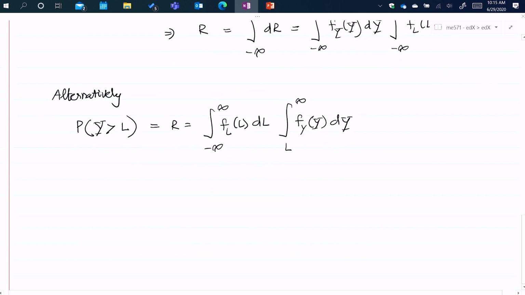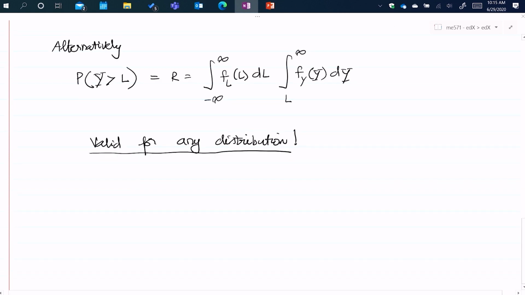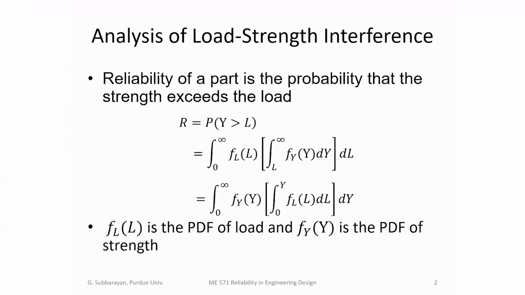Now these two expressions are valid for any distribution, because we have not specified what form the PDF has to take. So this is valid for any distribution. That's how these two formulae are derived.